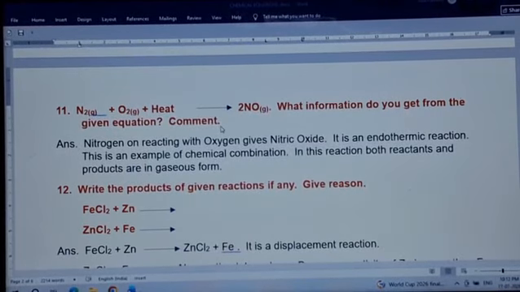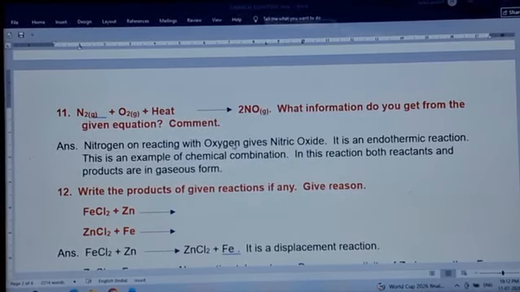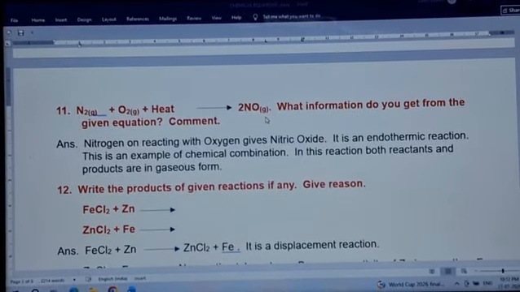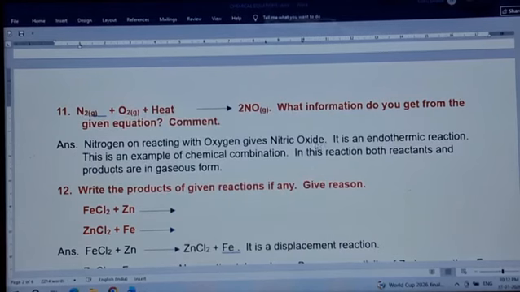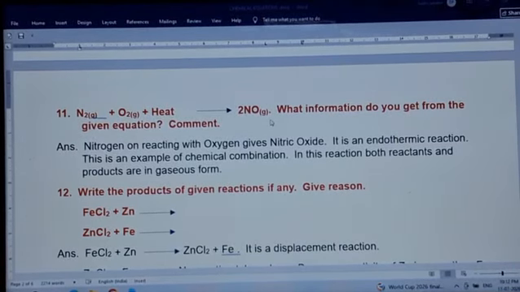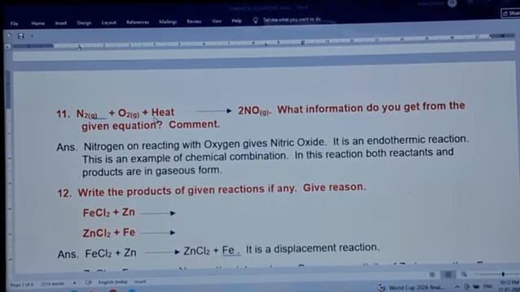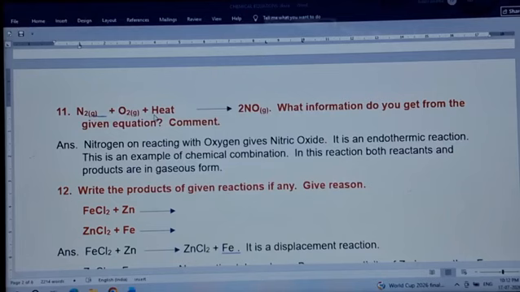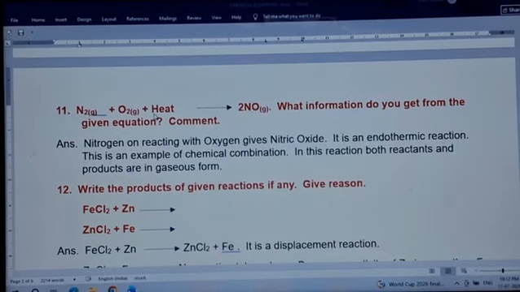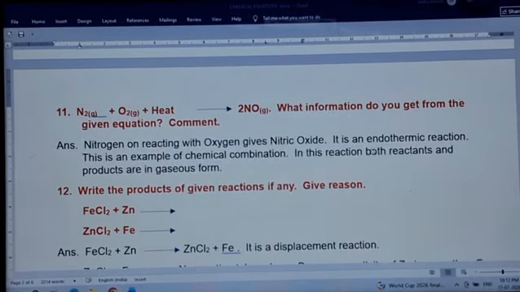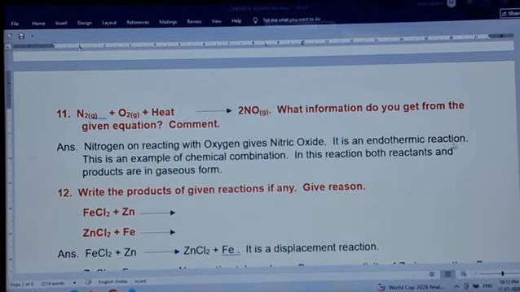See, what are you observing, children? Nitrogen on reacting with oxygen gives nitric oxide. This is the first thing that we will talk about, what is happening in the chemical reaction. And it is also giving some other information: this reaction is taking place in the presence of heat. Nitrogen and oxygen, on absorbing heat, the reaction is taking place. So we call it an endothermic reaction.